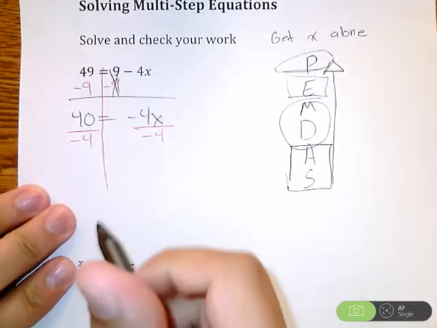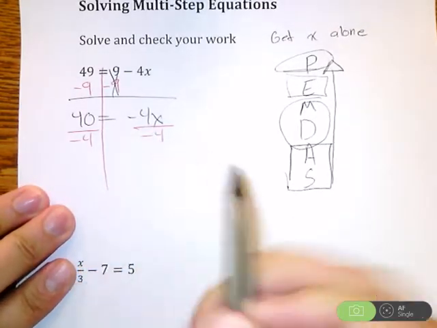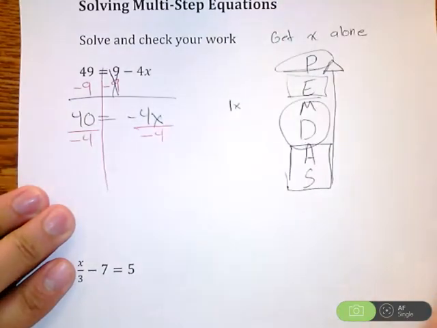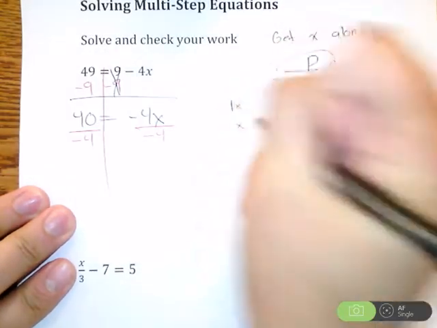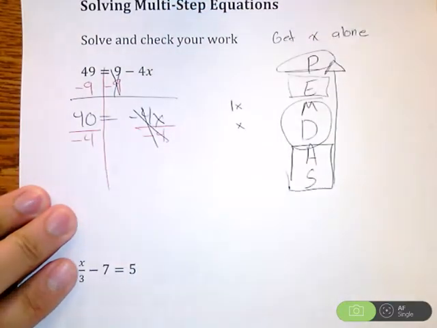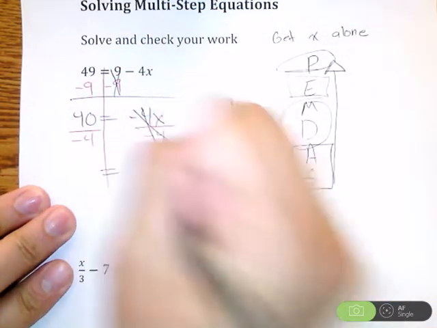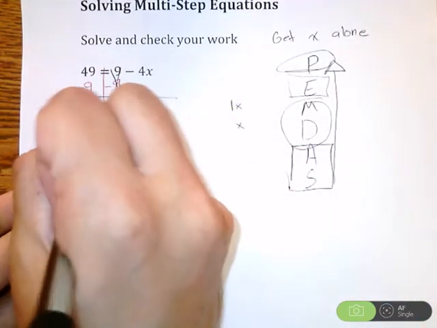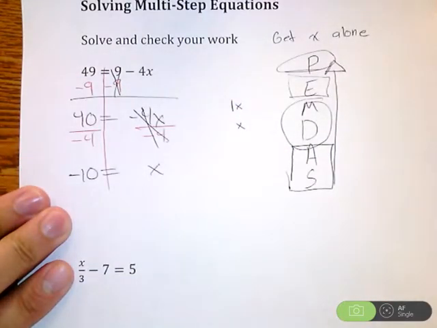The reason that works is when you multiply and divide by negative 4, negative 4 divided by negative 4 is like 1, but we don't really write 1x, we just write x. The multiplication and division is going to divide out, so we just get an x on the right side. On the left side, we have 40 divided by negative 4, which is negative 10.